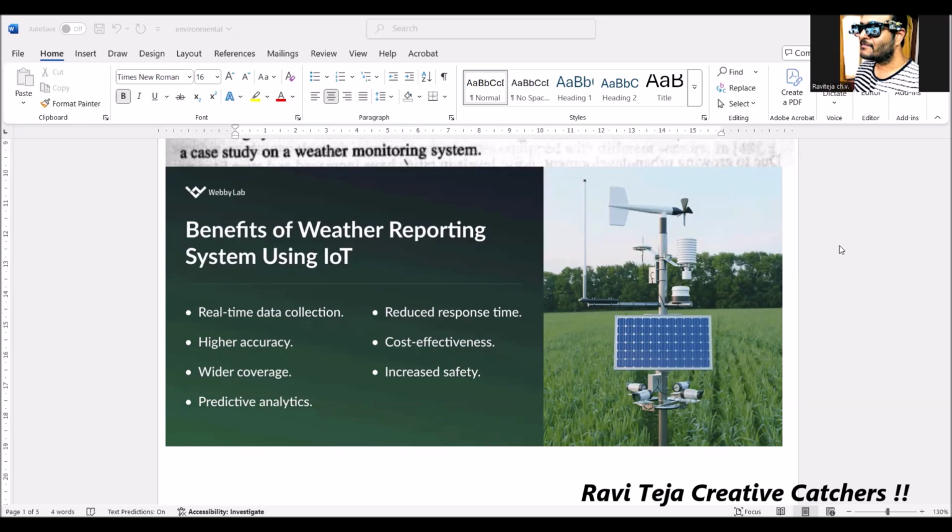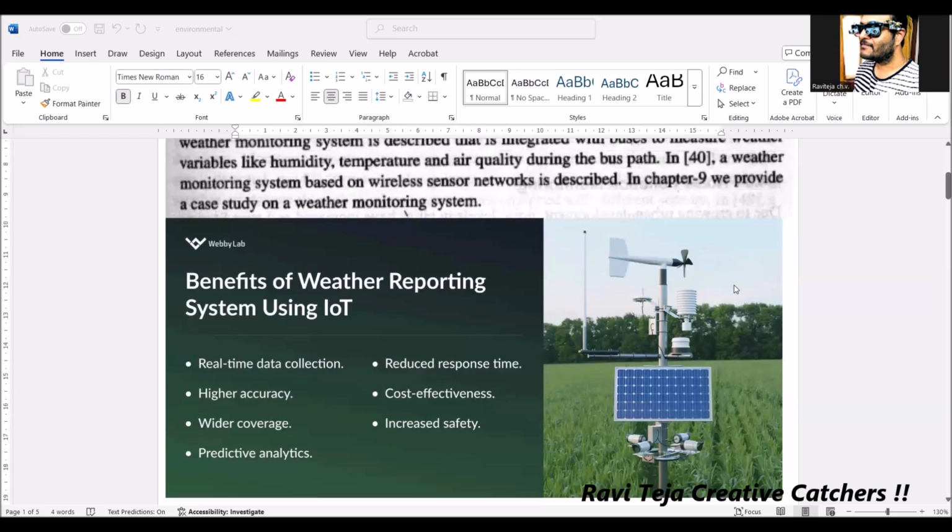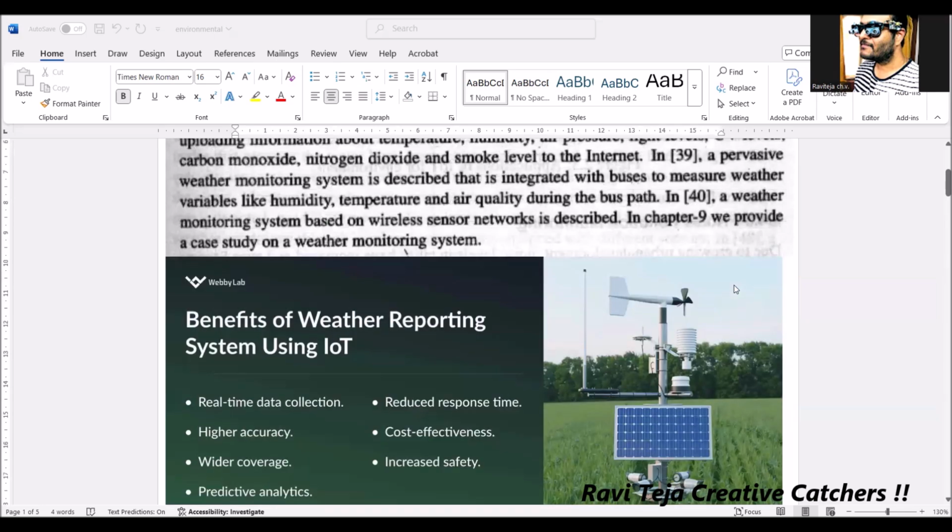And coming to the design of this particular setup, it is very much cost effective, and also safety wise it is much more upgradable. Okay, so the design you see over here, which is installed in the field, is a kind of weather reporting system. It's a solar based weather reporting system which has integrated different sensors, and it will be monitoring temperature, humidity, air quality and many more things.